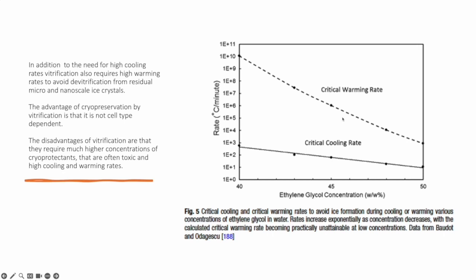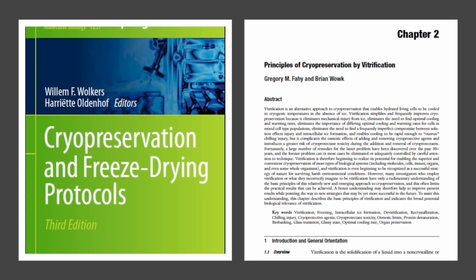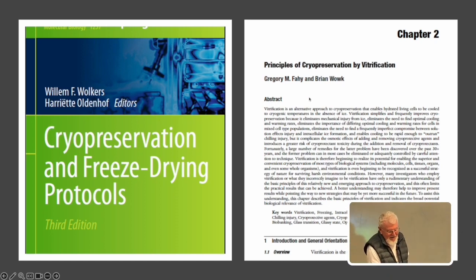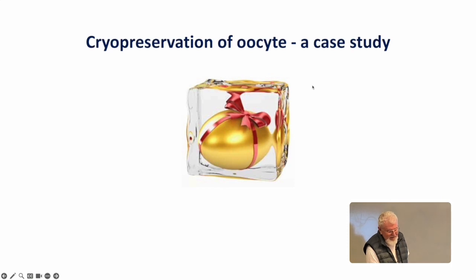I've sent many of you the book on cryopreservation. It's a good book. And again, Greg Fahy is kind of the guru of vitrification, so his chapter 2 is worth reading. So just in summary, on oocytes, there are two methods for preservation.